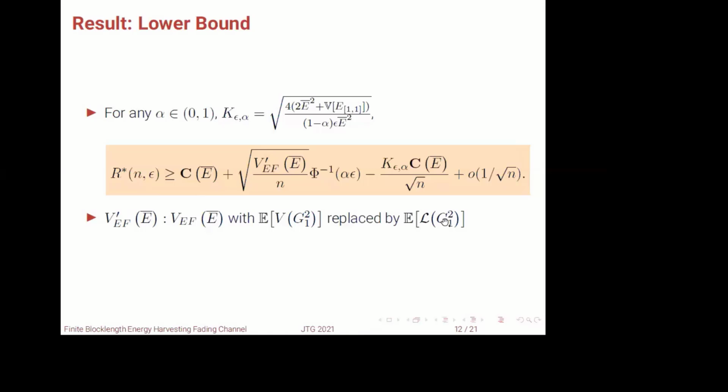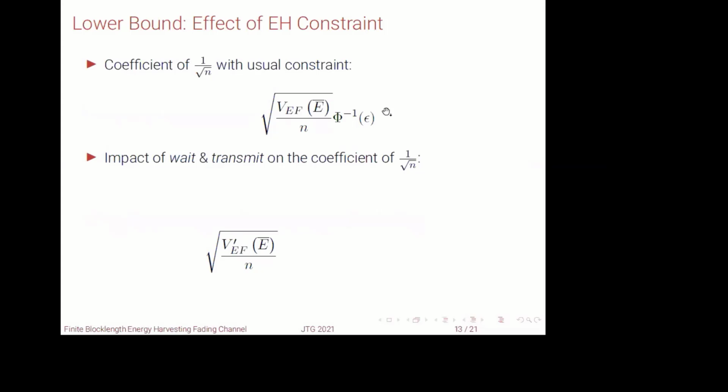Okay, and then there is a second term that is there. Now this second term, as we have explained here, you can see that the usual second order coefficient that we have is, as if you can see the cursor, that is this, and the second term that you can see, that is basically an impact of the wait and transmit scheme that we use in our analysis.